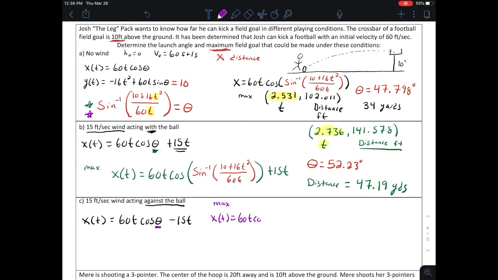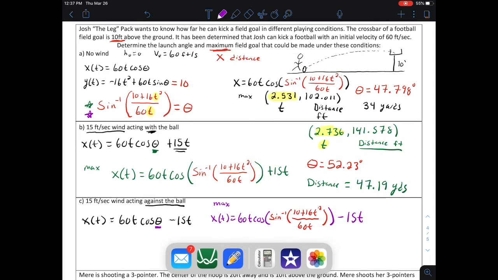So I want to find the max of x of t equals 60t cosine of, and then I'm putting in that inverse sine of (10 plus 16t squared) all over 60t. And then we have our wind effect, so minus 15t on the end. So that's what we're going to graph, and we want to find the new maximum here.